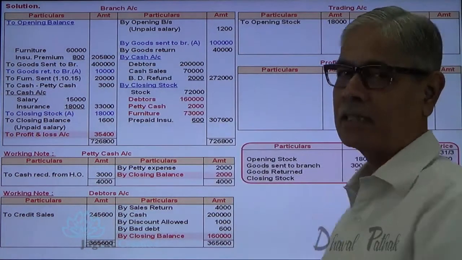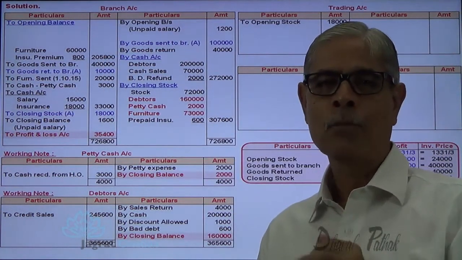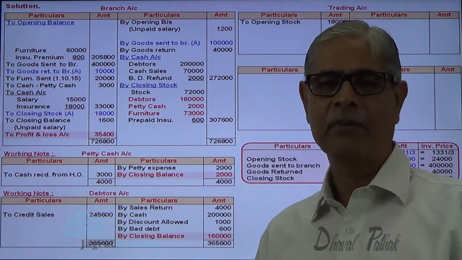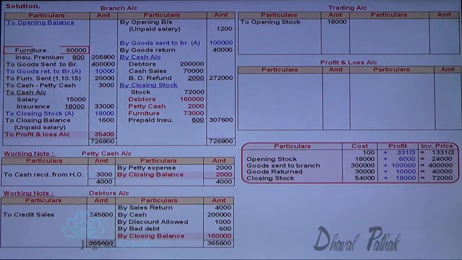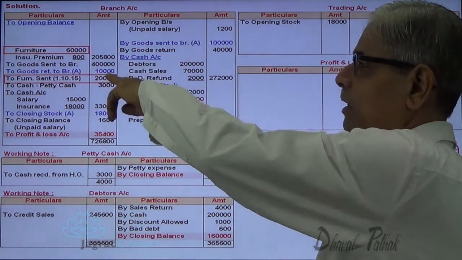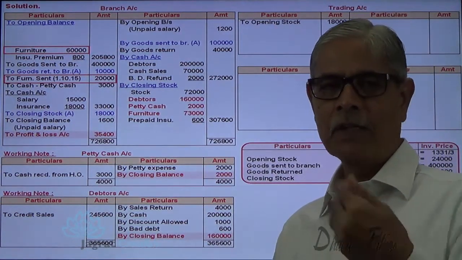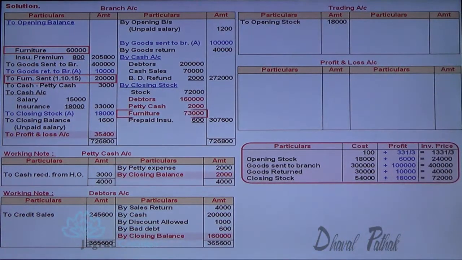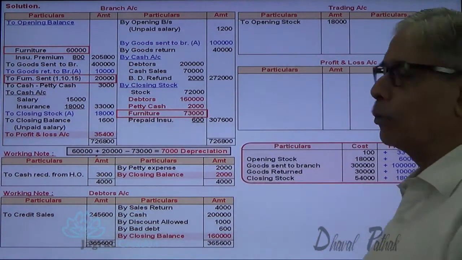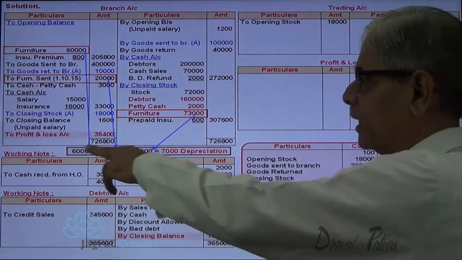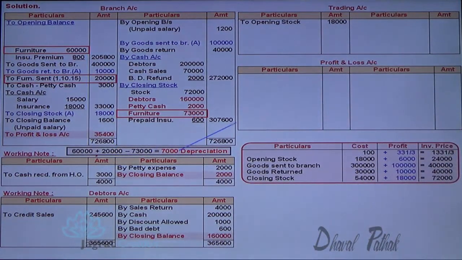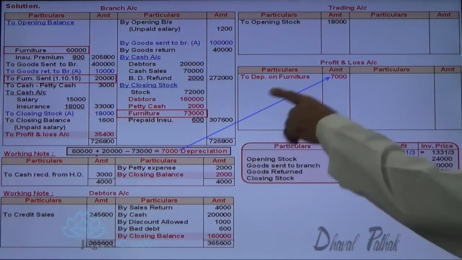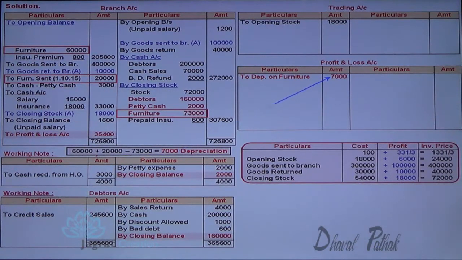So far as furniture is concerned, furniture given and furniture taken cannot be recorded in trading and profit and loss account. Only depreciation could be recorded in trading and profit and loss account. So let me work out the depreciation. Opening balance of furniture 60,000, furniture given to the branch during the year 20,000, 60 plus 20. This is the written down value 73,000. So 60 plus 20 minus 73,000, so 7,000 is the depreciation. Depreciation is to be debited to profit and loss account. So depreciation on furniture is debited to profit and loss account.